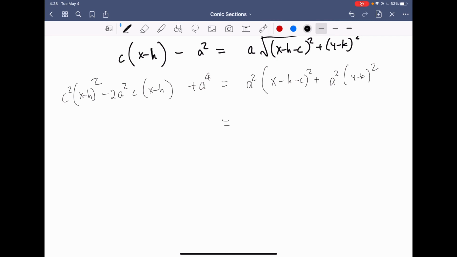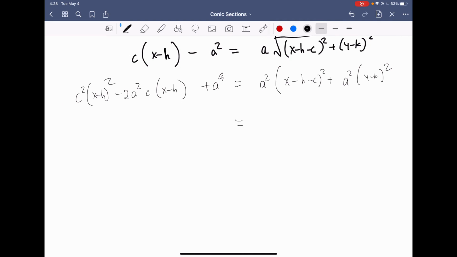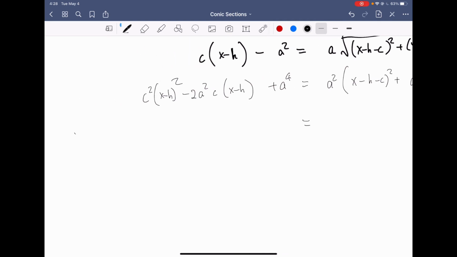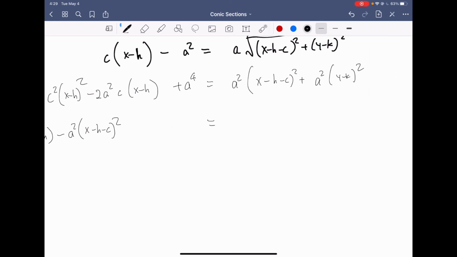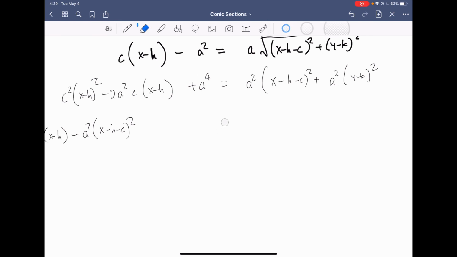So we would have those, and let's see what we have for our x term first. So x term, we have this over here: c squared times (x minus h) squared minus 2a squared c (x minus h) minus a squared, and that is our x squared term.